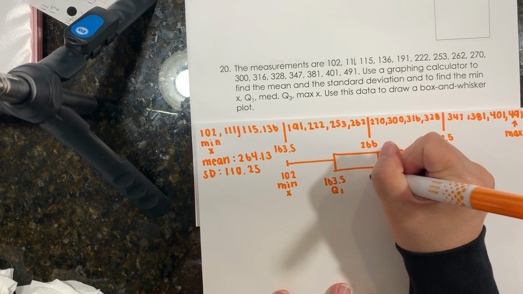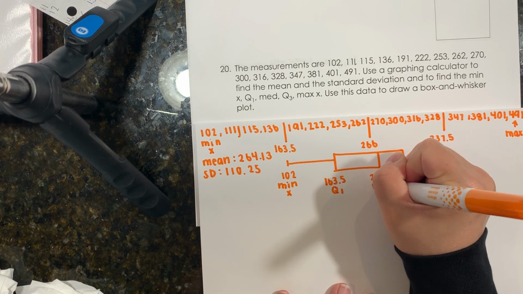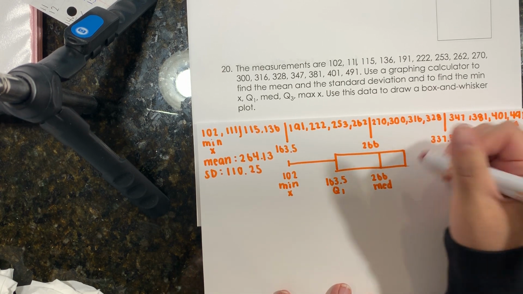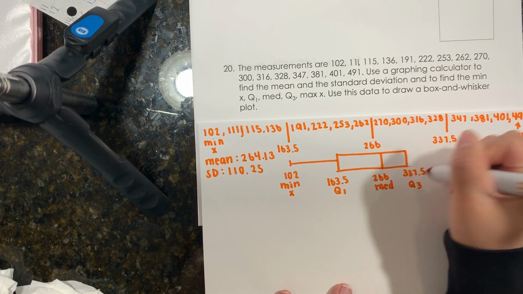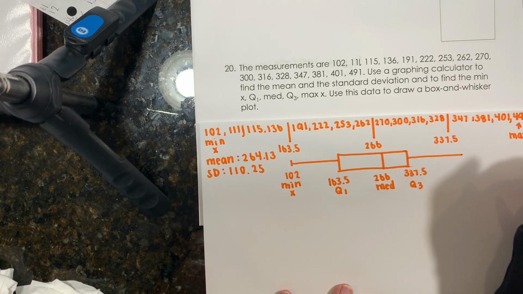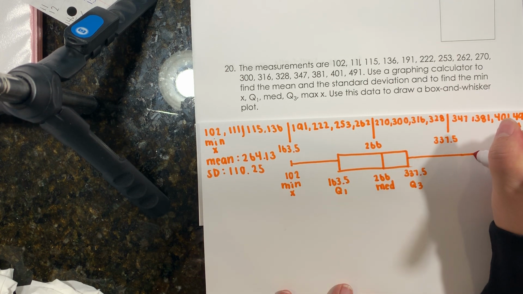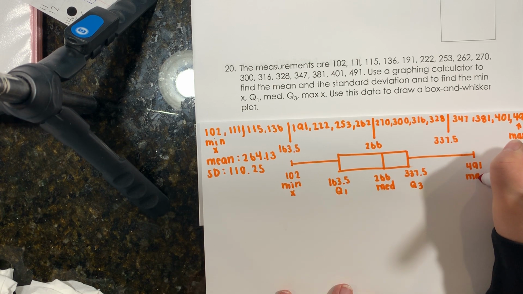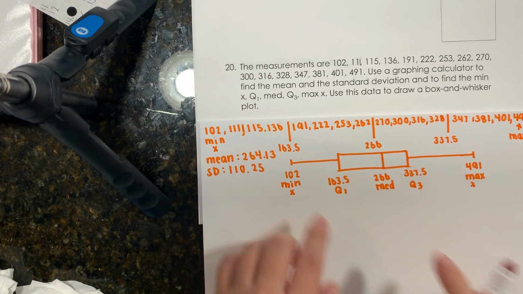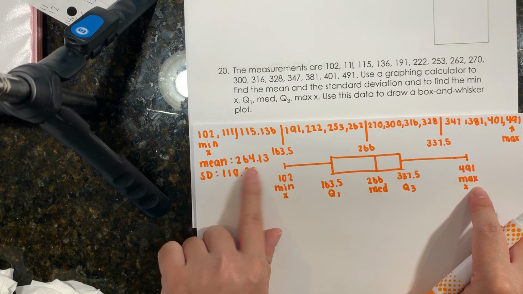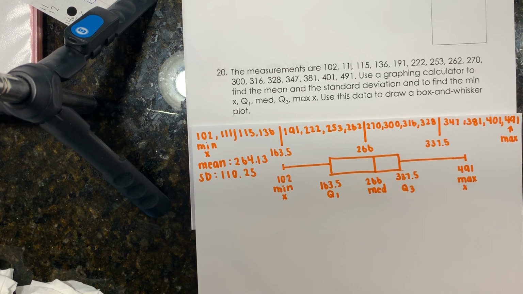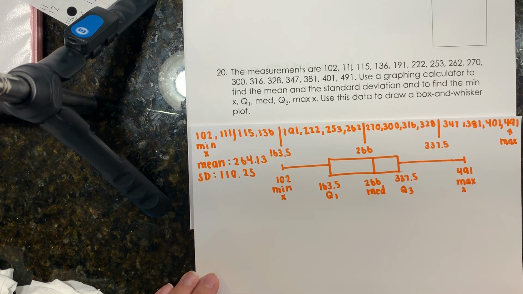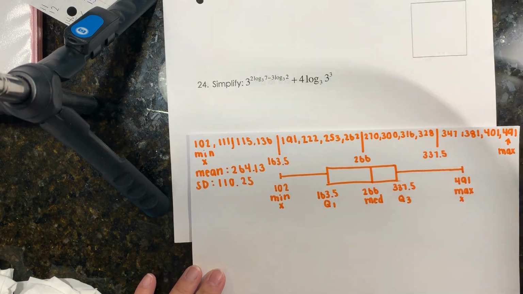Your median is going to be 266, so you can say that's your median. Your Q3 is 337.5, which is your Q3. And the end of your whisker should be out here at 491, and that's your max number. So that's your box and whisker plot. This is your mean and your standard deviation. This is how I found all of it, basically using my calculator to just find the median in between all of those groups.